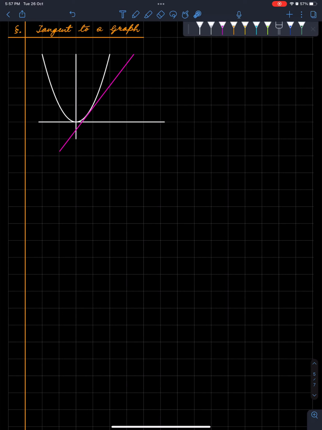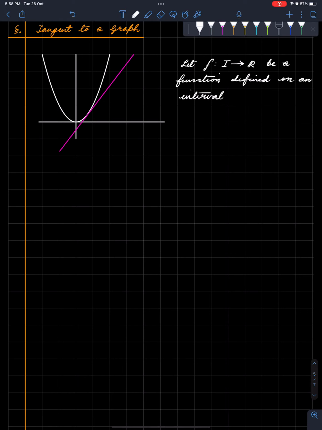Okay, so this is what I'm going to do. Let f be a function defined on an interval I. So I is an interval. We are not talking about functions which are defined on arbitrary domains now. Okay, and this I is non-degenerate, so this has positive length.